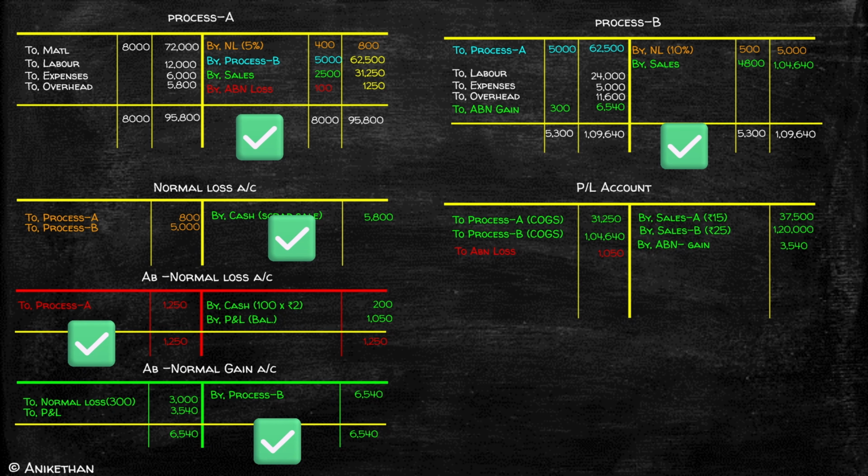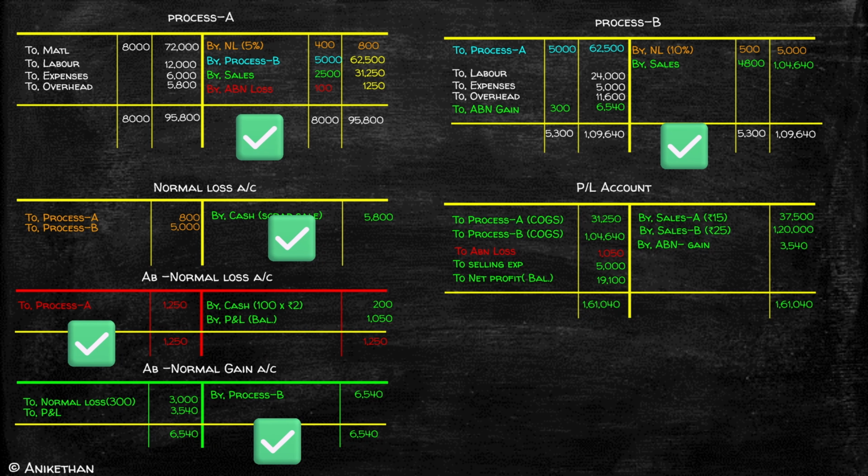Now we are only left with the P&L account, and we have to be very careful. Are there any other expenses which are not allocated to a process? In our question there was selling expenses of 5,000, which we bring here, and that we have done. Anything else? There is nothing. Both sides are tallying, with a net profit of 19,100 as the balancing figure.